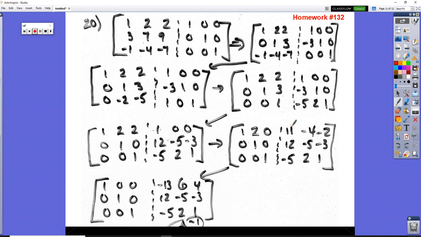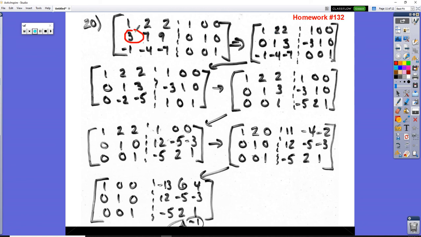The problem in this homework that was going to be the longest one was problem number 20. So 1, 2, 3, 4, 5, 6, 7. This was going to take 7 steps. There's no shortcutting this. This is why inverses are so hard. The matrix they gave you, matrix A, was 1, 2, 2, 3, 7, 9, -1, -4, -7. It is square. It has the same number of rows and columns. So I attached an identity matrix of equal size, and then you just start going through the Gauss-Jordan process.